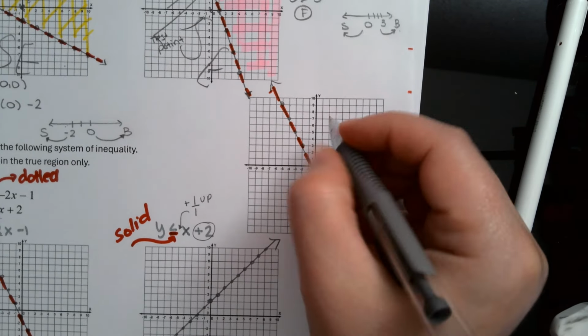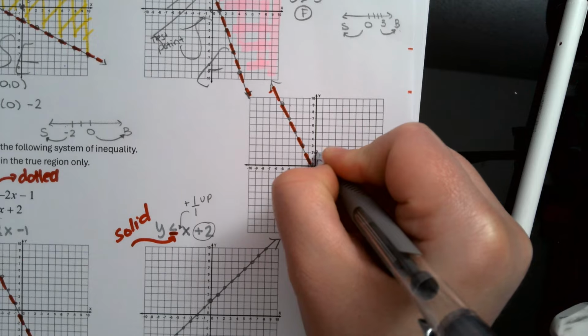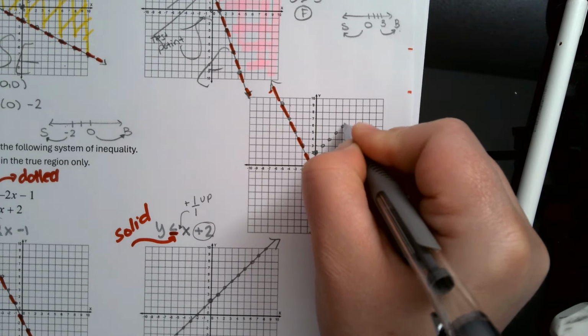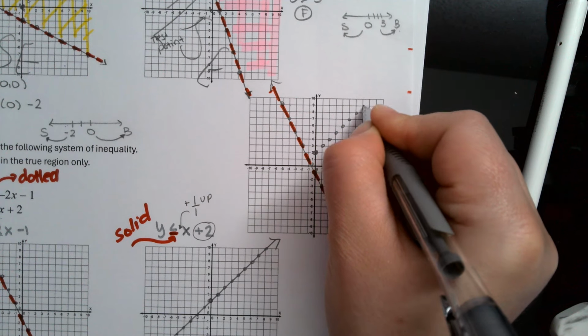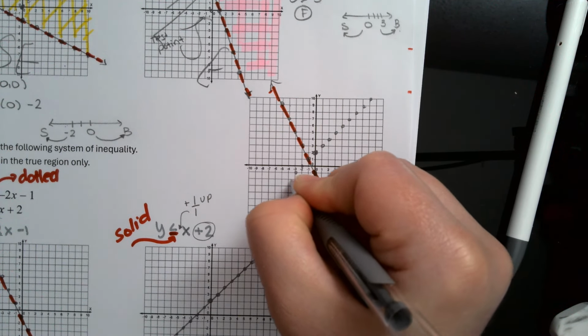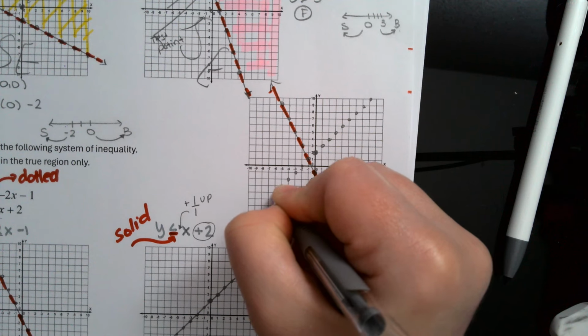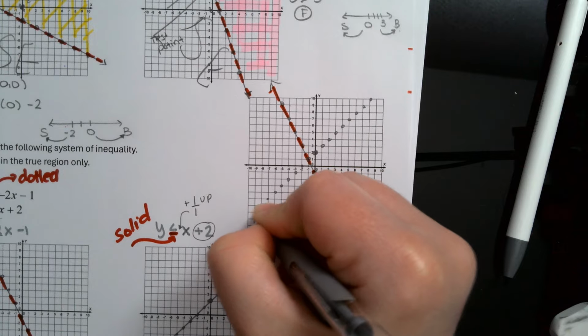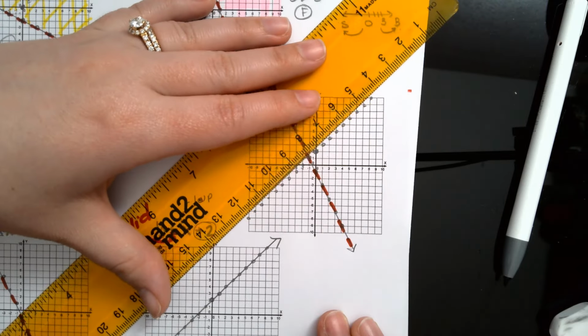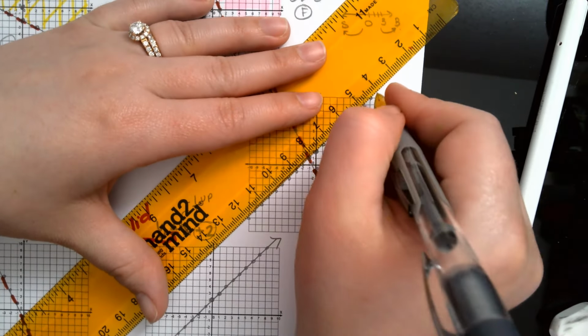So let's start at 2, go up and over 1, and the other side as well. Okay, pick up your rulers. This one again is going to be solid. The others were dotted.